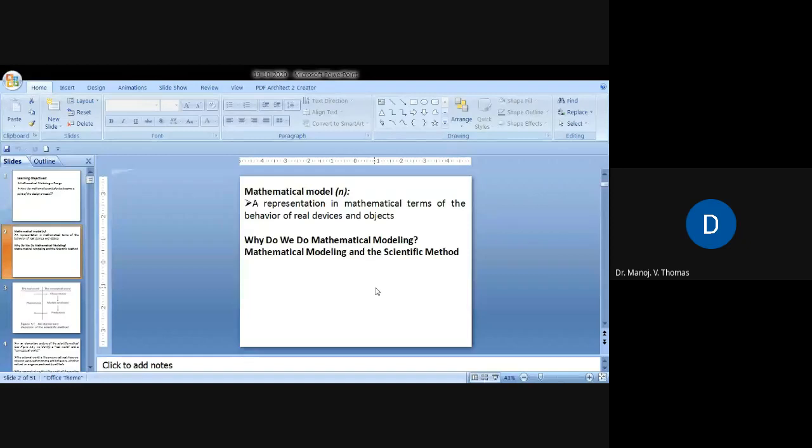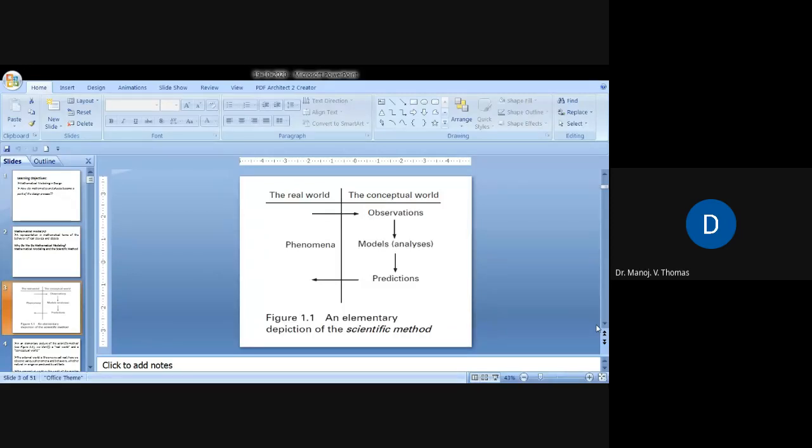So, the definition of a mathematical model. What is a mathematical model? A representation in mathematical terms of the behavior of real devices or objects. Then, why do we do mathematical modeling? Mathematical modeling and the scientific method. For example, look at this. This is an elementary depiction of the scientific method.